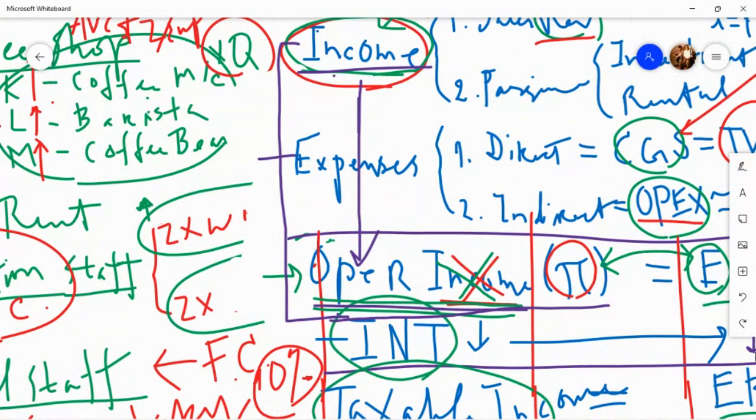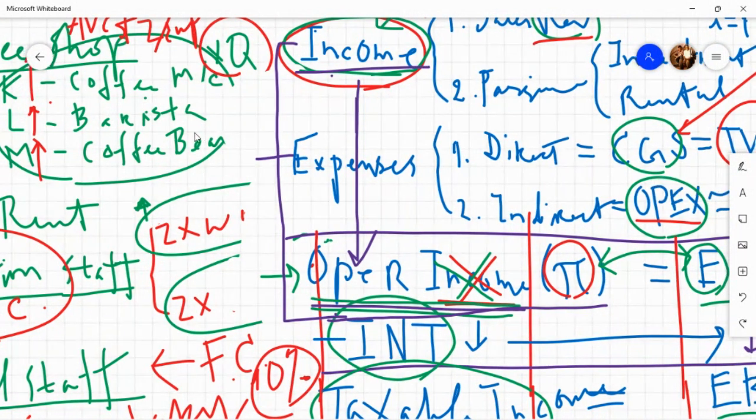Operating activity is all the process from income to operating profit. And that explains what's going on there. From income, you subtract expenses, right? The expenses come from CGS and operating expenses, and then you arrive at operating profit, and that's the operating activity. Okay.